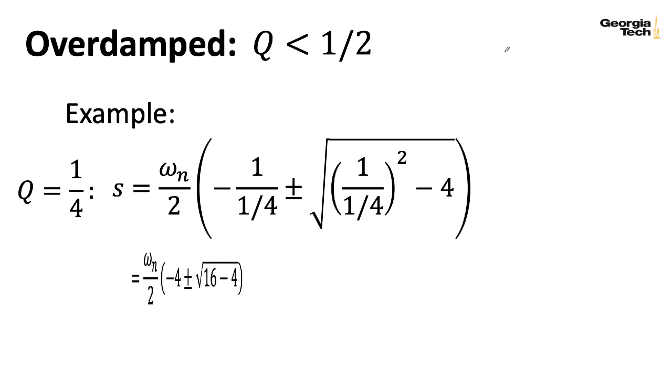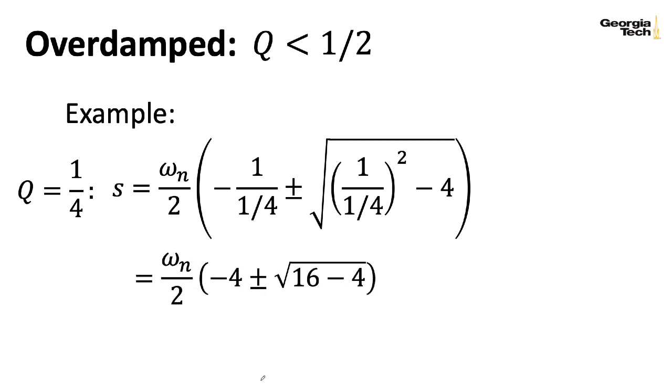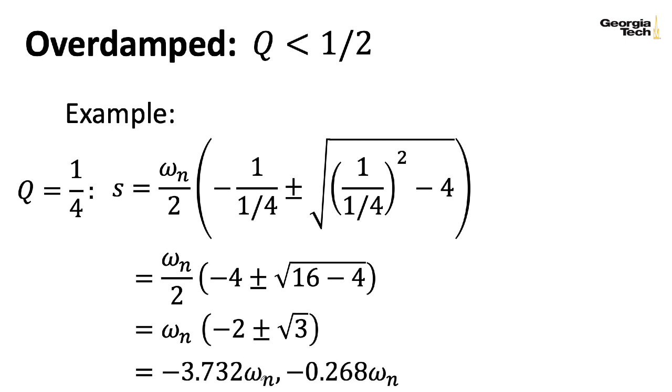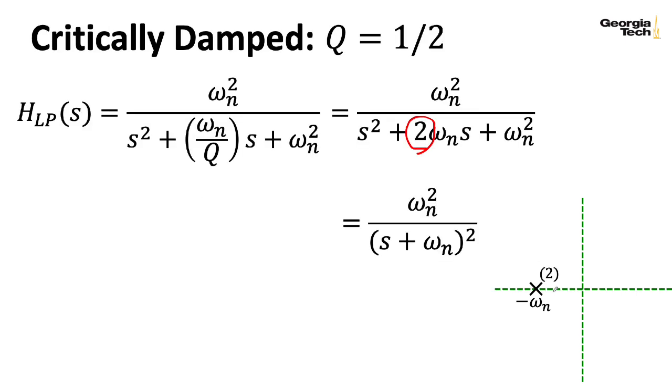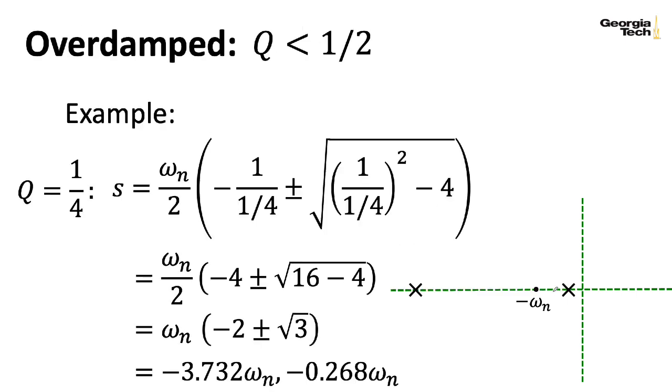We can plug that in, just do the computation, and what you'll see in this example, and is also true in the general case, is that you'll have one pole on one side of minus omega n and another pole on the other side of minus omega n. And basically what happens is, as the quality factor increases, these poles start to move in towards each other, and they eventually hit that omega n point at Q equals 1/2, and then you're left with that critically damped case.